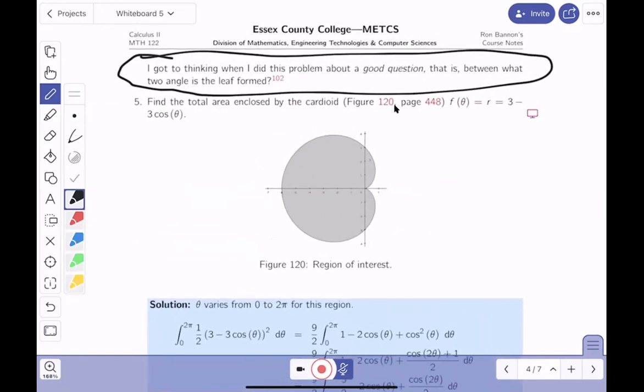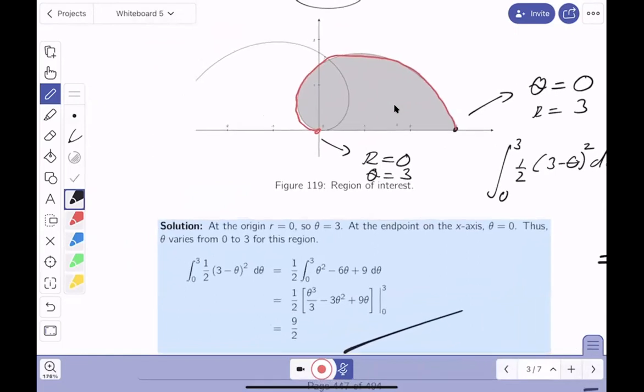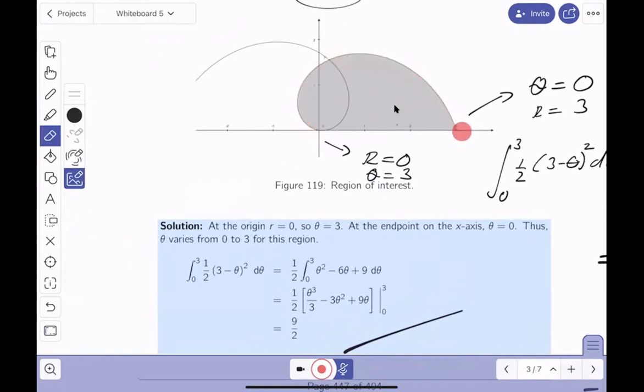All right. But I got to thinking when I did this problem about a good question. What I want to do is, between what two angles is the leaf formed? So I want to go back to the other page and try to comprehend what they said to me. Give me 1 second to do so. I've got to get my eraser out. Now someone says, I don't know what a leaf is. I'm going to point it out to you. The leaf is this portion here.